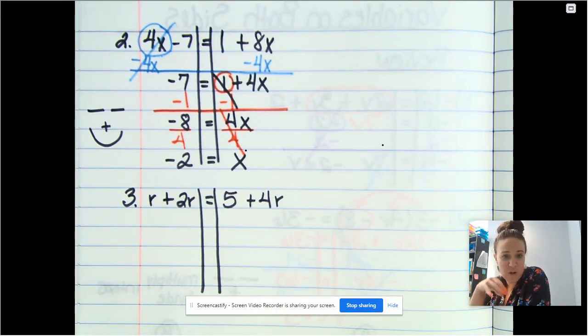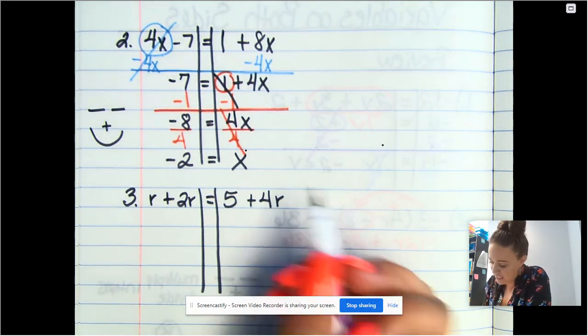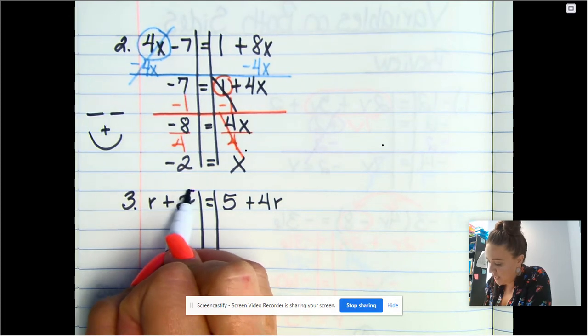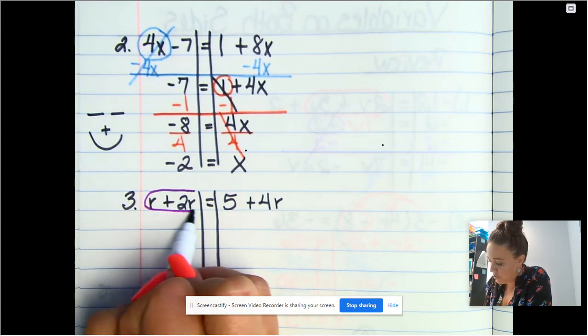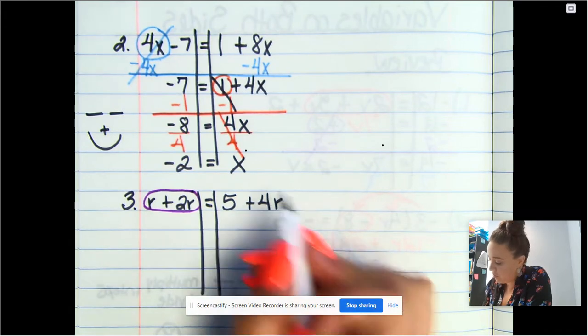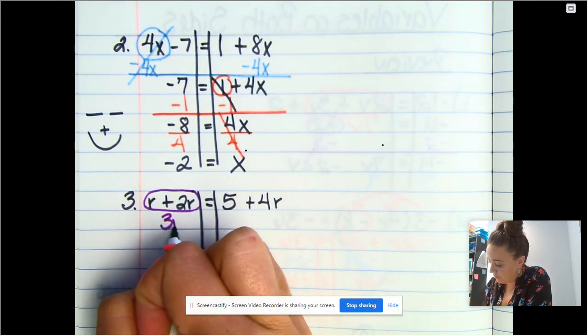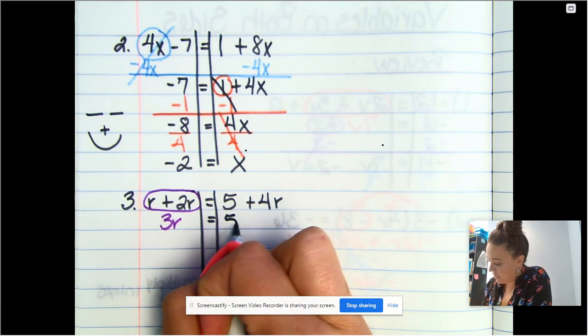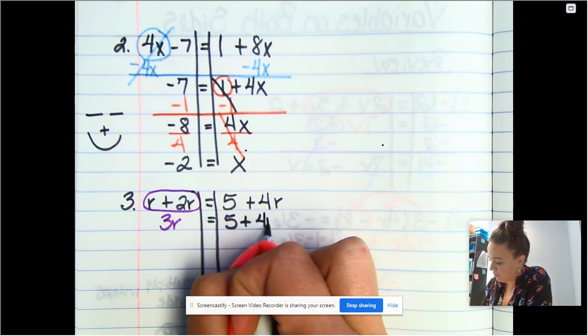So I'm starting to get you all seasoned and used to just throwing in some other letters in there. So don't freak out just because you see an R. It's still a variable, and the process is still the same. So in this case, before we do anything, I see on one side of this equal sign we have an R plus 2R. I'm going to go ahead and put those together and call that a 3R. So when I do that, I am leaving everything else on the side of the equal sign alone.